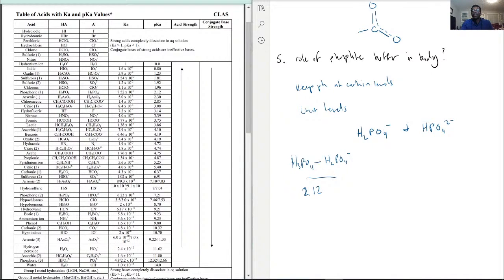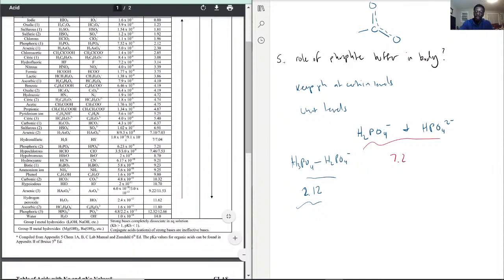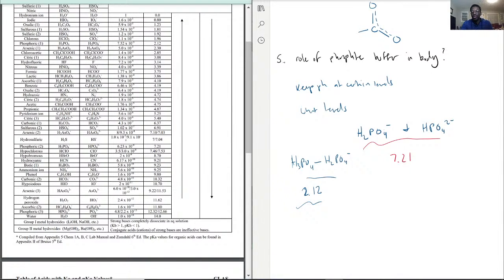It'd be around a pH of 5. So you can imagine what this would do. 2.12. Yeah, it would literally burn a hole through our stomach. But H2PO4- to HPO4 2-, that buffer range, if you look at it based on its pKa, we have 7.21. That sounds a lot nicer. So this would be our phosphate buffer system in our body.